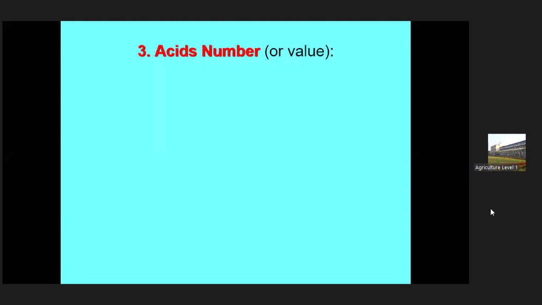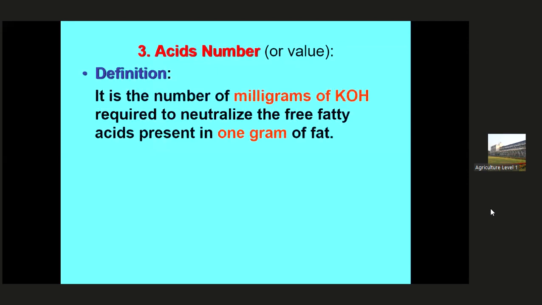And after a certain time, if the fatty acid concentration keeps increasing, then the fat will develop some characteristics: odor, color, and taste. That is rancid fat. Rancid fat is measured by a parameter called the acid number.